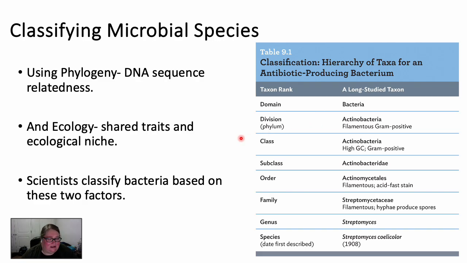So that's phylogeny. Let's talk about ecology. Ecology is any shared traits and shared ecological niches that these microbes might have. Are they aerobic? Are they anaerobic? Are they fermenters? Do they ferment lactose? Do they not ferment lactose? So what do they share environmentally that we can classify them by? How can we group them that way? This will be on the exam for sure, 100%. The question will ask you something like, how do scientists classify bacteria? And your answer is going to be by using phylogeny and ecology.